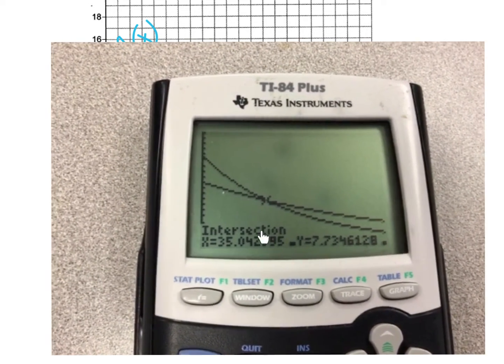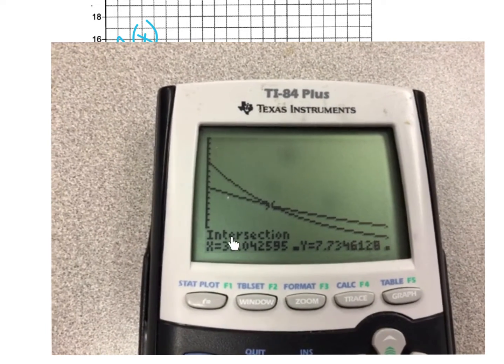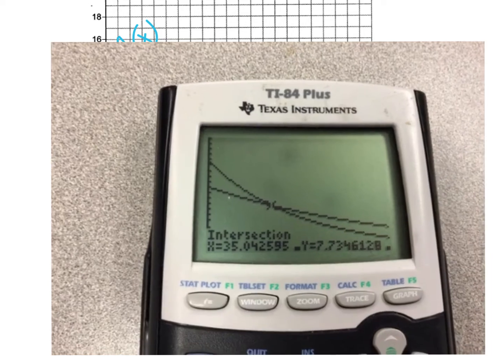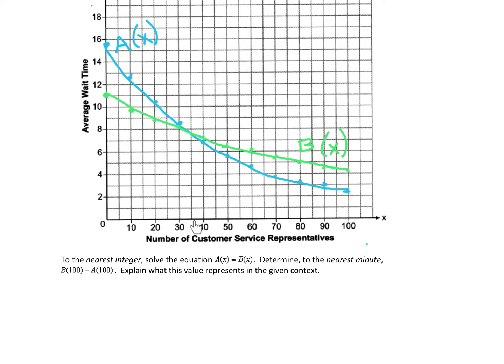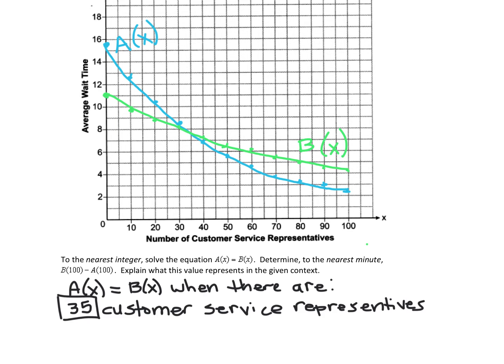Now remember, we're concerned with the x value only, and they wanted us to round to the nearest integer, so wouldn't that be 35? And even if I look at my graph here, it does appear that 35 is where they're going to intersect. So here we could just say 35 customer service representatives. That would be my units. I wrote out the whole thing since there's more than one part to this question, and I wanted to clarify what I was answering. So A of x equals B of x when there are 35 customer service representatives. That's what the x values represent.